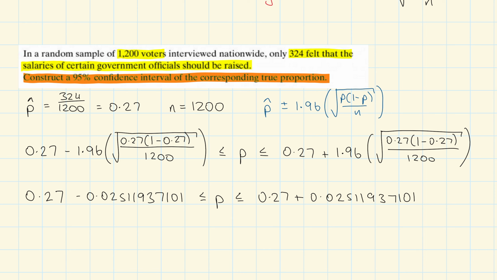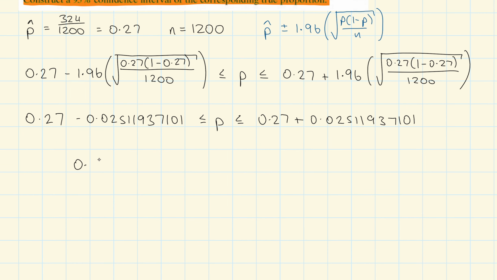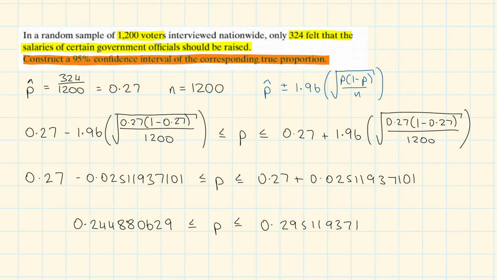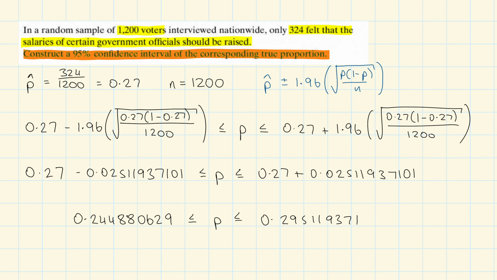Okay, so we have 0.27, our next line, minus 0.0251193. We'll give back 0.24488069, less than or equal to p. And then the second time you're going to add it. We get 0.2951193. Okay, so there's our true proportion, and that'll be as a decimal, so to convert it to a percentage then, if need be.